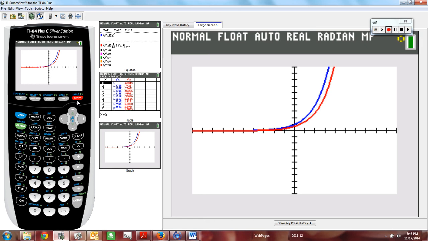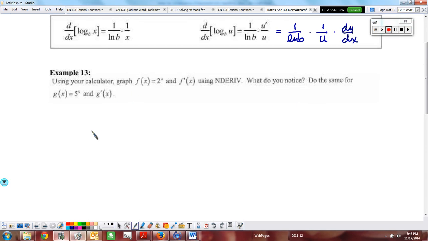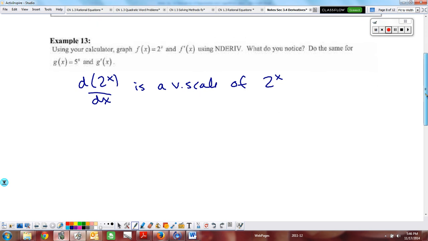Just like the log, the change of base is going to give us a scaling factor, that we're not going to quite get what we had, that the rate of change is going to be a little bit different than what it was. And it's going to have a scaling factor. So what we're doing here, and I'll leave you to do phi to the x, is that the derivative of 2 to the x with respect to x is a vertical scale of 2 to the x. So it's not exactly 2 to the x, it's a constant times 2 to the x.